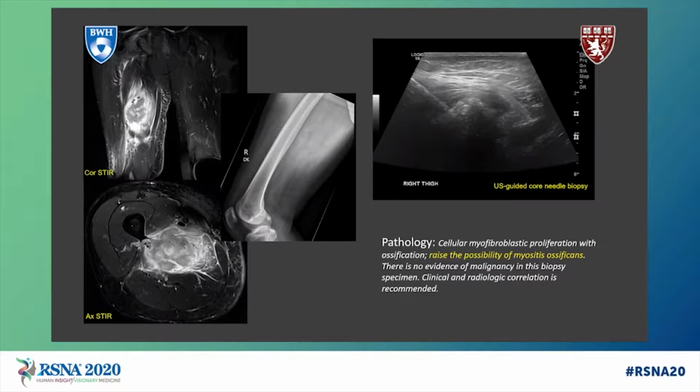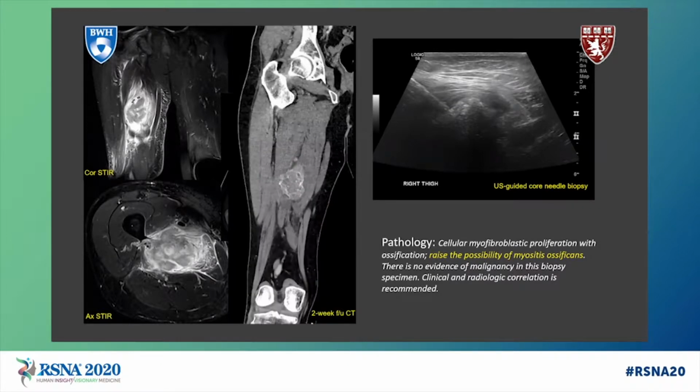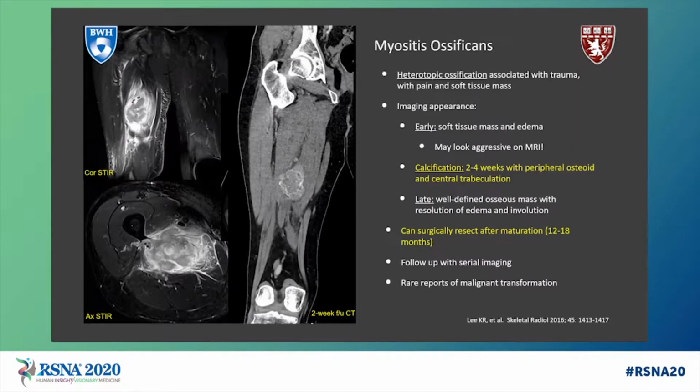Biopsy revealed the pathology to be cellular myofibroblastic proliferation with ossification, raising the possibility of myositis ossificans. And in fact, there was no evidence of malignancy in the biopsy specimen. However, clinical and radiologic correlation was recommended. Given the absence of mineralization and still the concern for myositis ossificans, the patient underwent a CT scan examination 2 weeks later, which demonstrated the peripheral mineralization associated with this lesion.